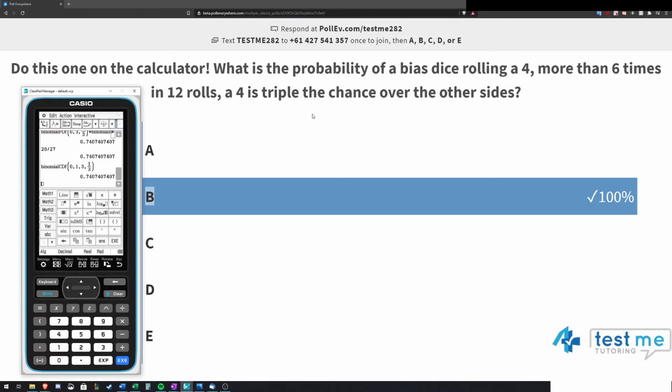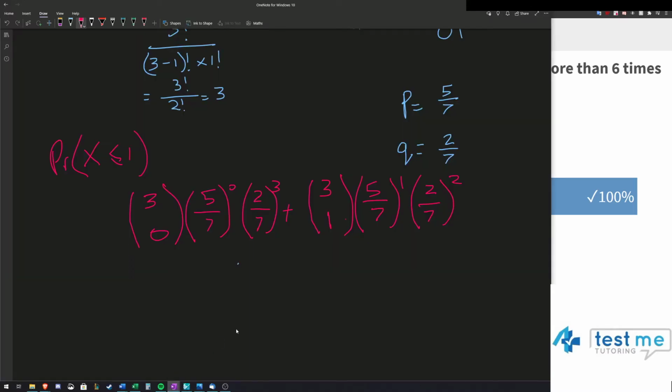But a 4 here is triple the chance of the other side. So again, we're just gonna go back and we'll write this out. 1, 2, 3, 4, 5, 6. Now a 4 is triple the chance, so that's a 3 there. The rest of these have a 1.